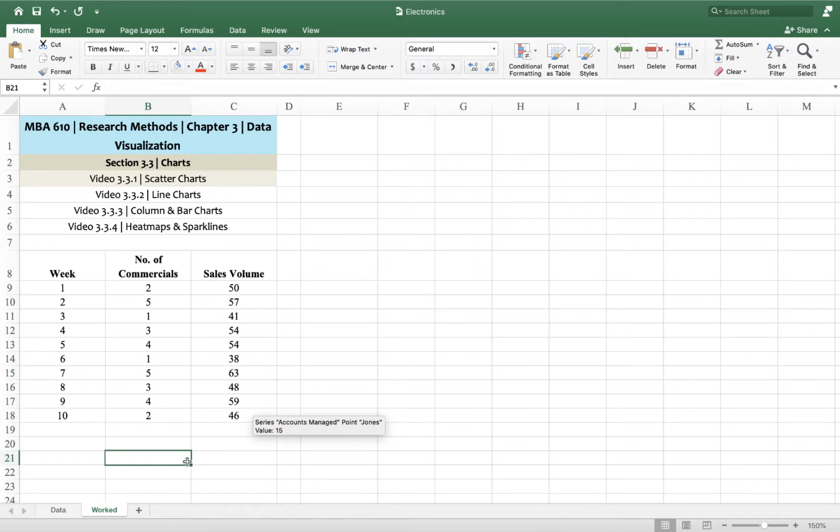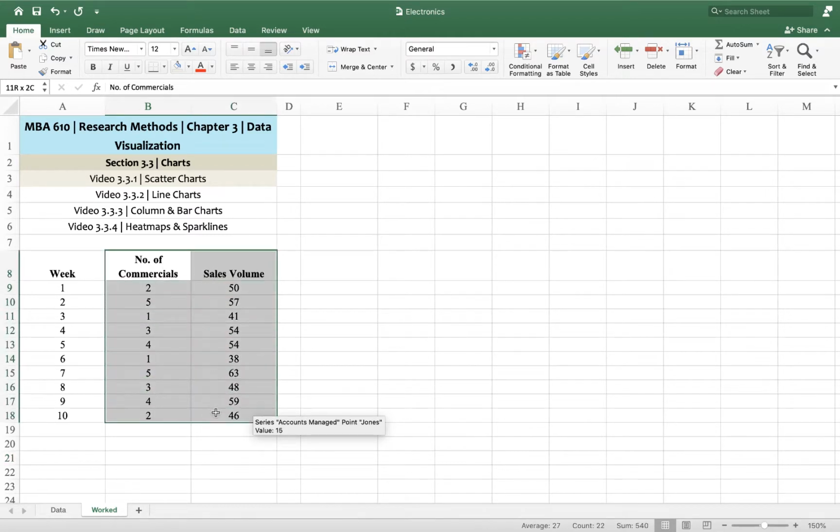So to make a chart, in this case, when the two columns of data are right next to each other, we can highlight both columns of data. And what we want is the number of commercials to show up on the x-axis and the volume of sales to show up on the y-axis.